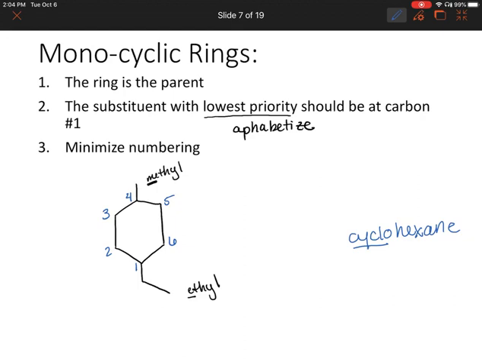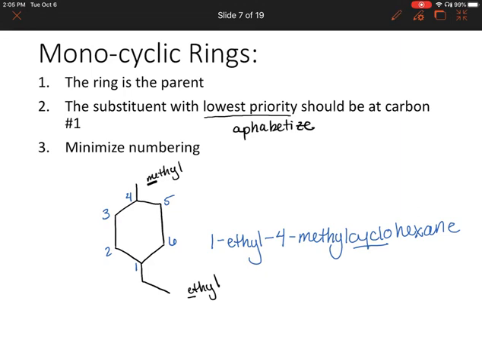Okay, so next we have to list the substituents. Again, ethyl goes first, and it's at position 1, so we'll write 1-ethyl, dash, and then methyl's at the 4th carbon, so we'll write 4-methyl. So the full name for this molecule is 1-ethyl-4-methylcyclohexane. Not too bad. It's pretty similar to how we were naming alkanes in the previous video, except we added the word cyclo in front of hexane.